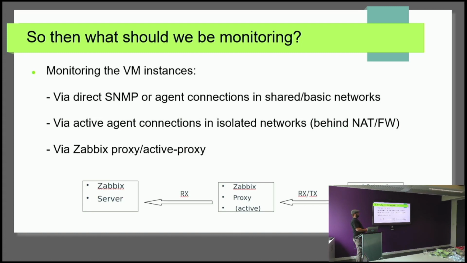Why? Because if your virtual machine is in an isolated network behind the firewall, behind a NAT, then Zabbix can't reach it. So there are a few tricks that you can use to get metrics about those machines. One of them being you can install a Zabbix agent inside the virtual machine that's in active mode. This means having the virtual machine connect to the Zabbix server instead of the usual way, where the server connects to the client and exports the data.